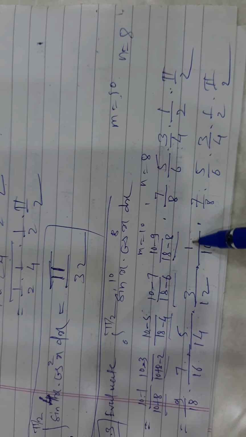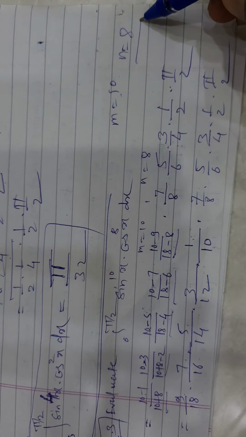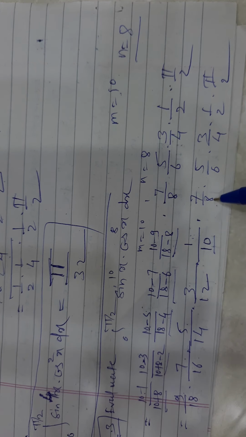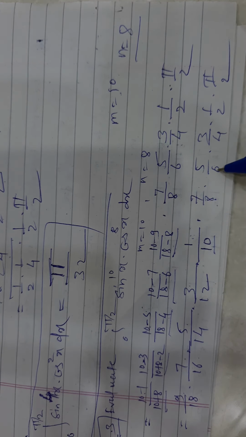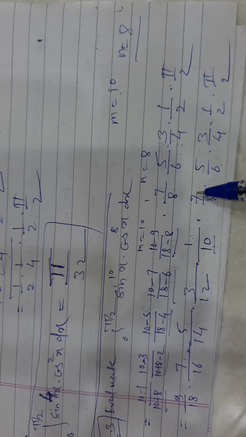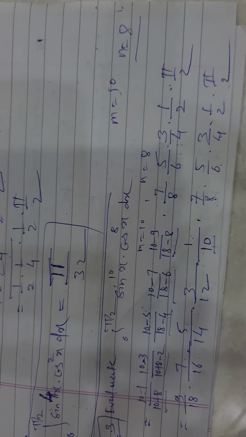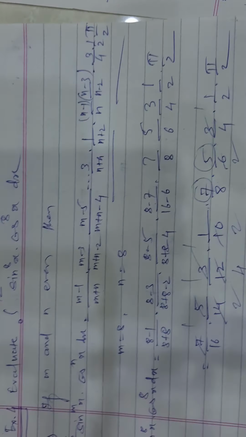And in the formula, here is 1 upon n plus 2. n is here 8, and 8 plus 2 is 1 upon 10. And here n minus 1 upon n minus 2, n minus 4. Now n is 8: 8, 8 minus 2 is 6, 6 minus 2 is 4, 4 minus 2 is 2. And here n minus 1 is 7, 7 minus 2 is 5, 5 minus 2 is 3 and 3 minus 2 is 1. At the last pi by 2. After simplifying this, we get the solution of this.